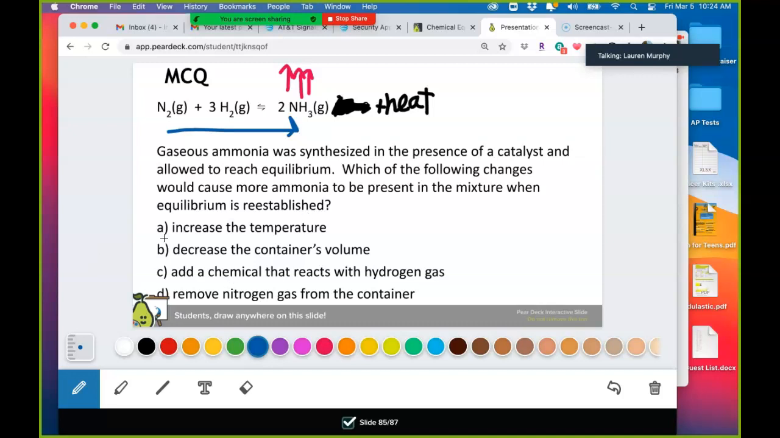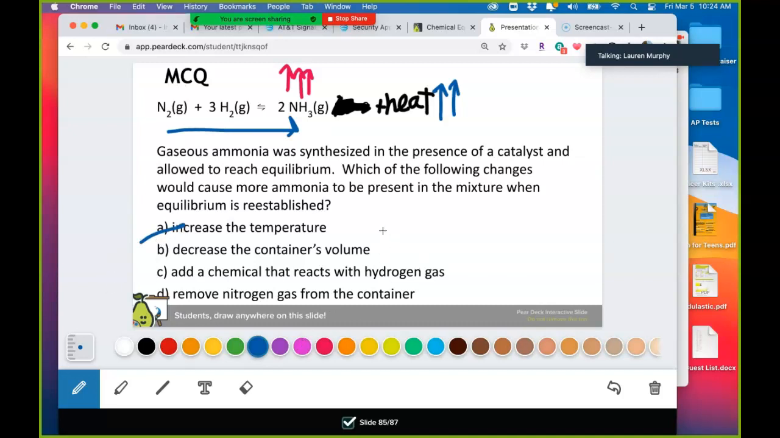So the first option was increase the temperature. Well, because this is exothermic, if you increase the temperature in this situation, you add a stress to the product side because that's where the heat is, which means I will shift to the reactants. That is not going to help me make more ammonia. Okay, so that's out.